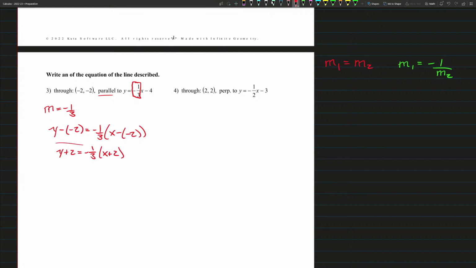Again, this form works. It's easier. It's way more straightforward.